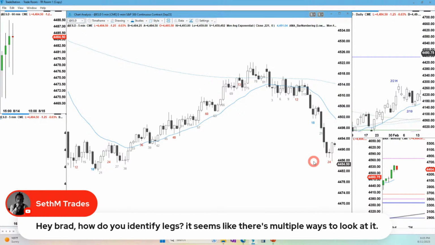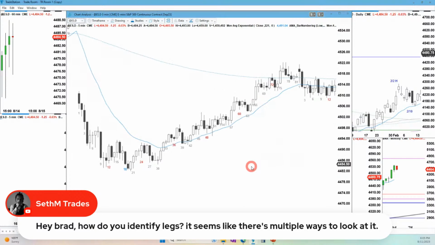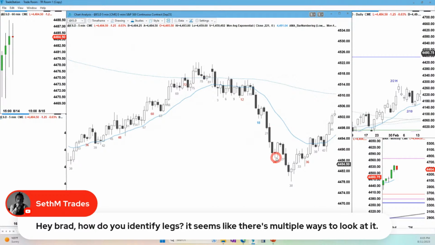How do you identify legs? It seems like there's multiple ways to look at it. Yeah, for me, you can count legs, and this is an easy one.